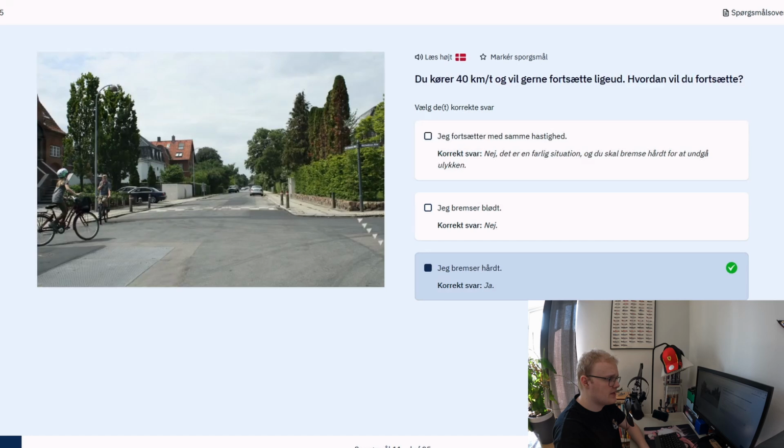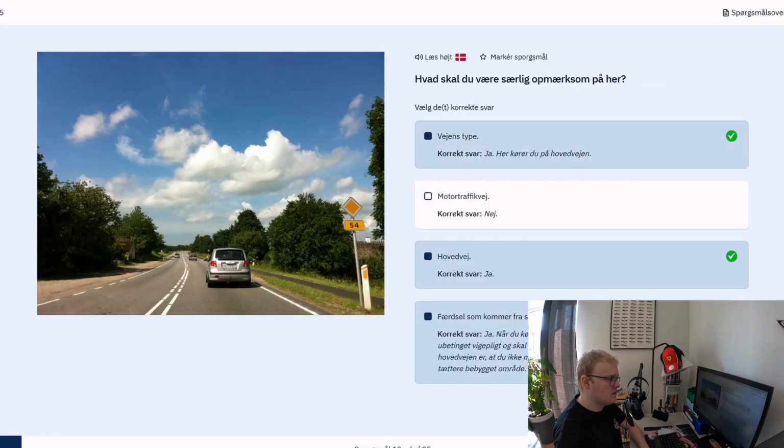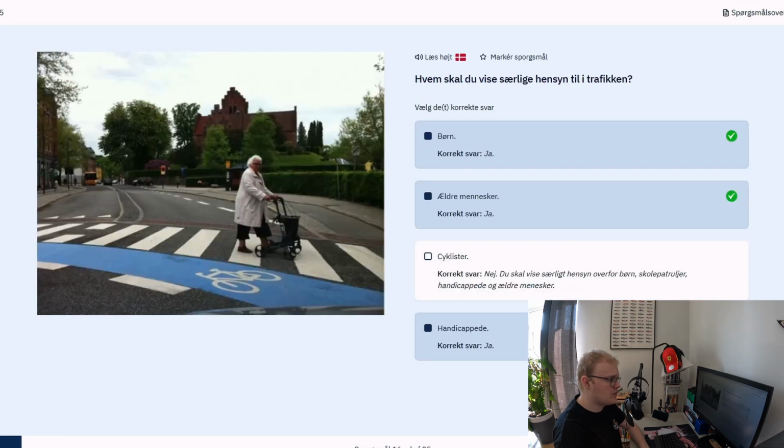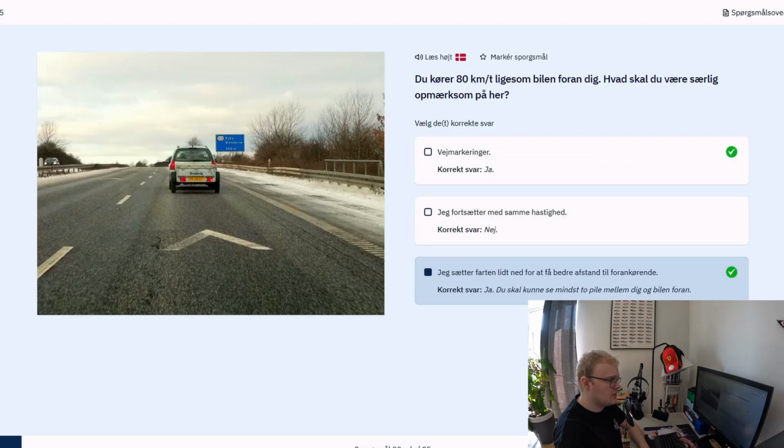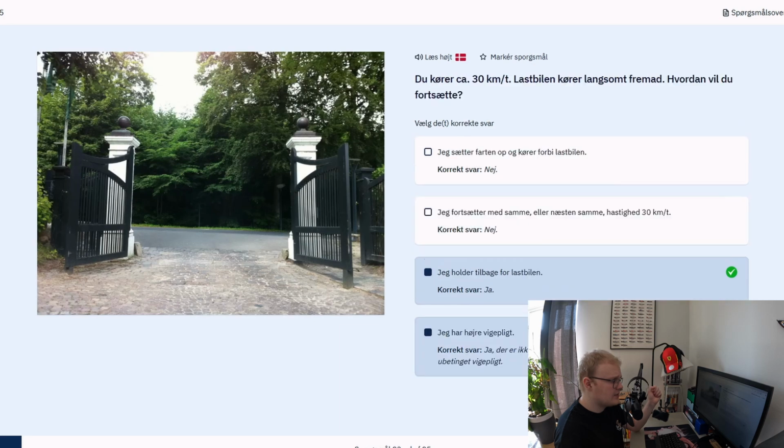Let's skip to the next one which I had wrong. Let's see, which one was it? This one. This was the one I had doubts about, and that was about the road markings. It doesn't explain why, but I do have to pay attention to the road markings. So I will have to look up why that is. That's fine. And then the last one.